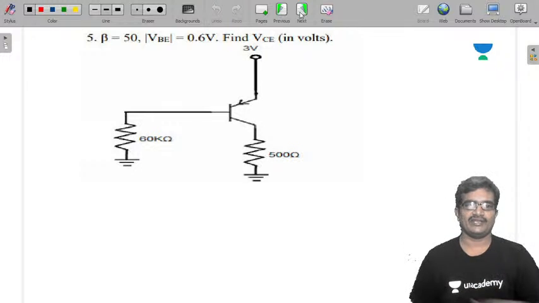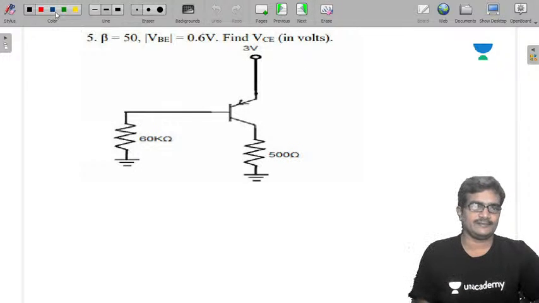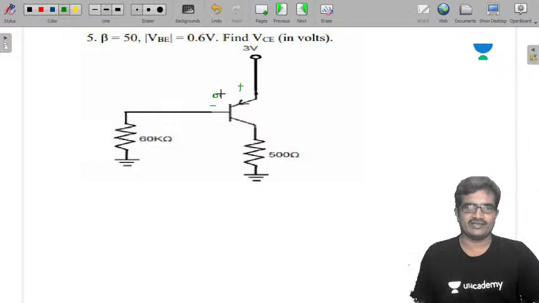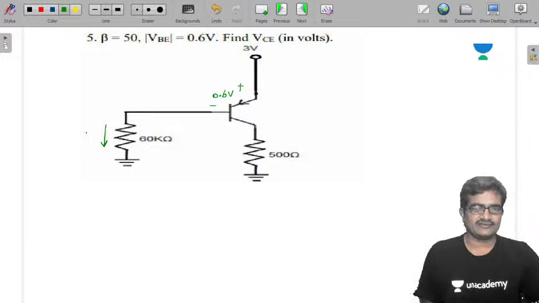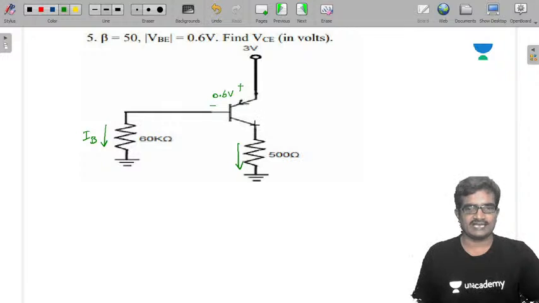So we need to calculate VEC. They given plus minus VBE. That means mod VBE, that is VEB they given for PNP. For NPN you can use 0.6 VBE. So 0.6 volts it is. And this is the IB current. And this is the collector terminal, so it is IC. This is the emitter terminal, so this current is IE. Even though no resistor is there, current is IE.